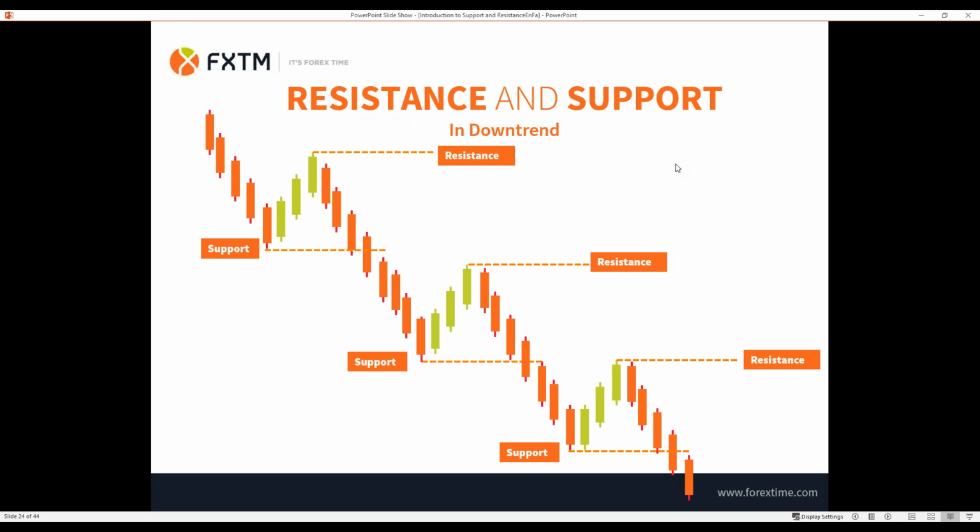Once again, in a strong downtrend, support levels will be violated, will be breached, will be broken most of the time. Let's go on, since we don't have any questions.